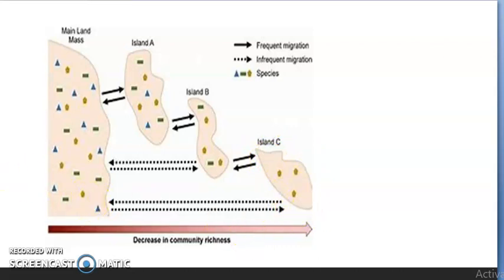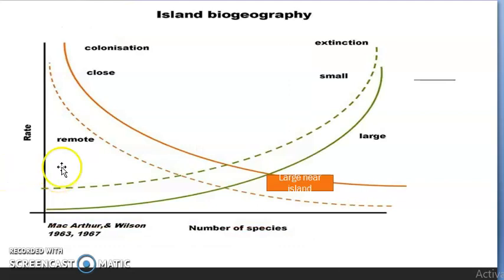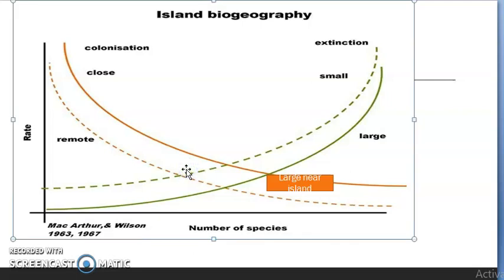Similarly, we can express here that as the island is larger and nearer to the mainland, the number of species will increase. The probability of colonization of large islands will be higher than that of small islands. Right? As I have told you, small islands have a higher rate of extinction.